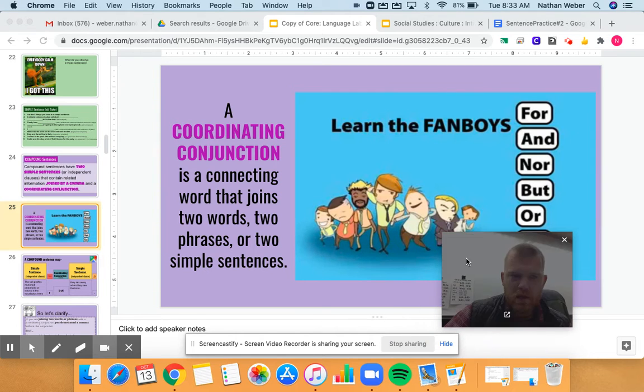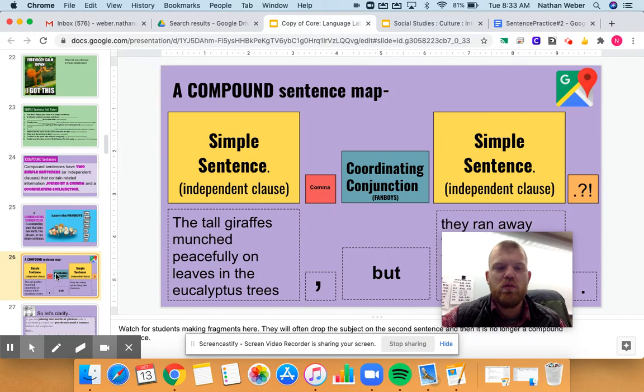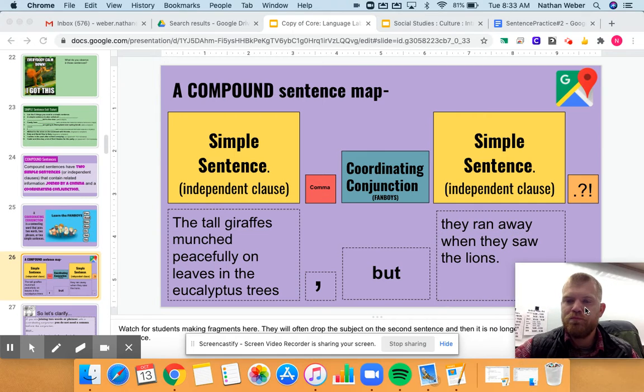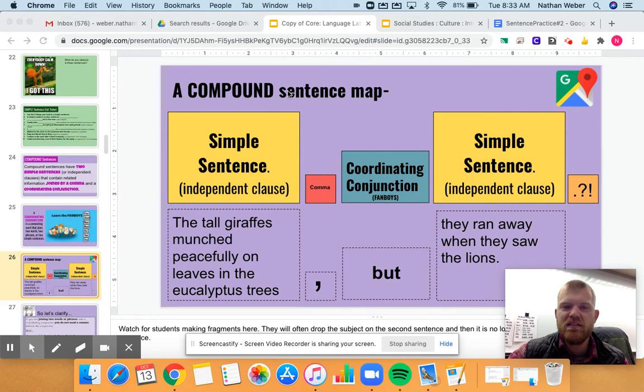Okay. And I'm not going to spend too much time on this because you guys really did an awesome job with these. A compound sentence map is, remember, a simple sentence followed by a comma and then a coordinating conjunction and then another simple sentence. And your two simple sentences are also called independent clauses, and they're connected not by a period but by a comma and a coordinating conjunction, making it one compound, longer sentence.